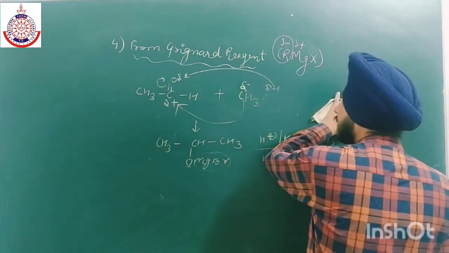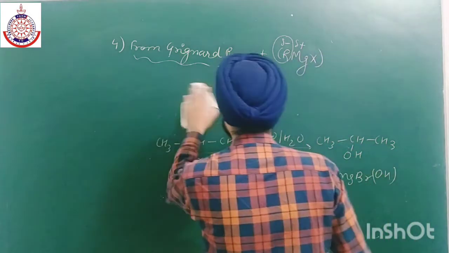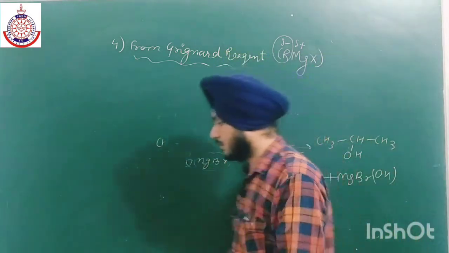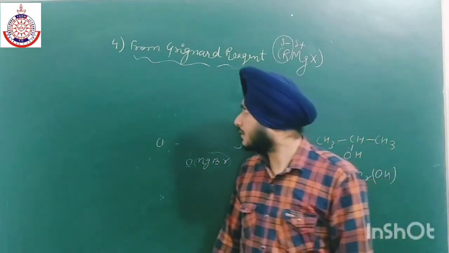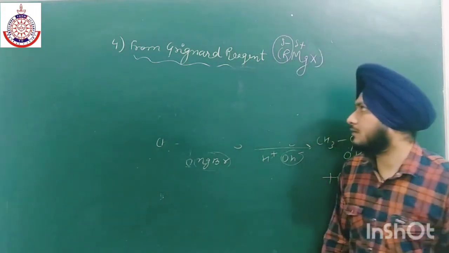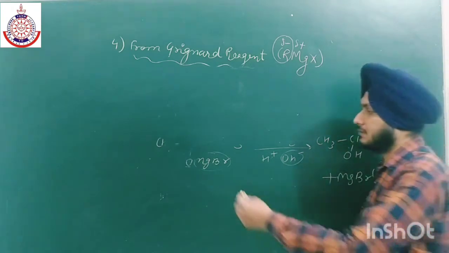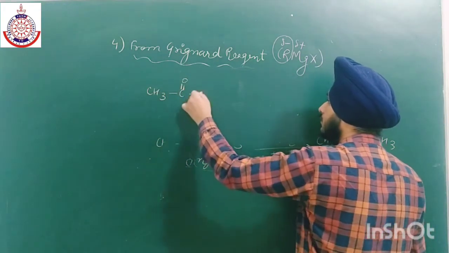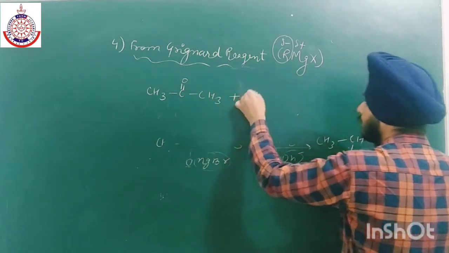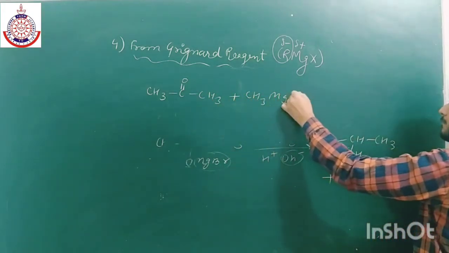In the next case, if we take a ketone, then we will get a 3 degree alcohol. So let us discuss that case also. In case of ketone, we will get a 3 degree alcohol. If we have a ketone CH3 C double bond O CH3, again I am adding the Grignard reagent.